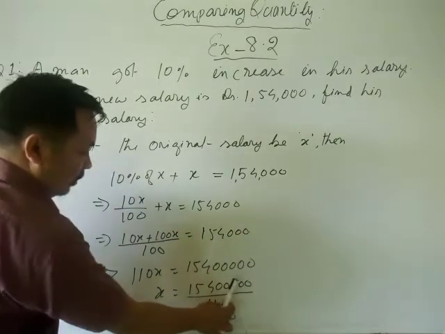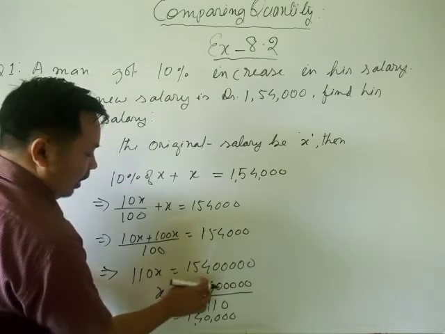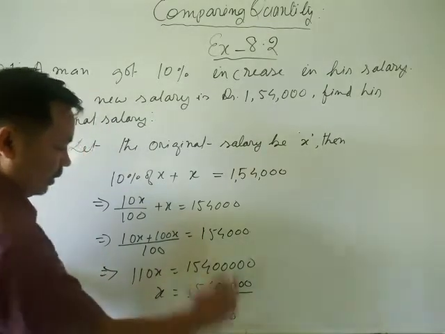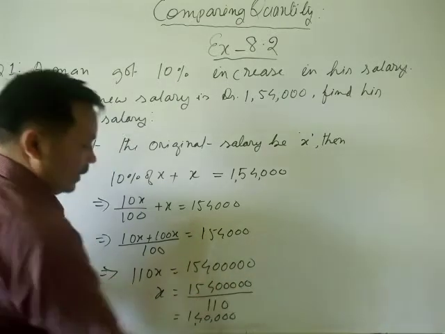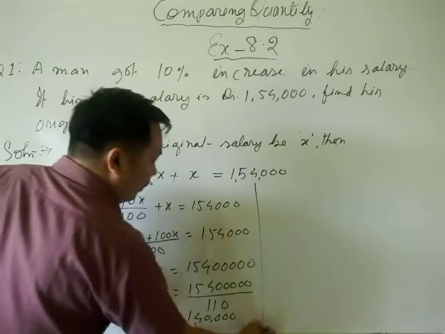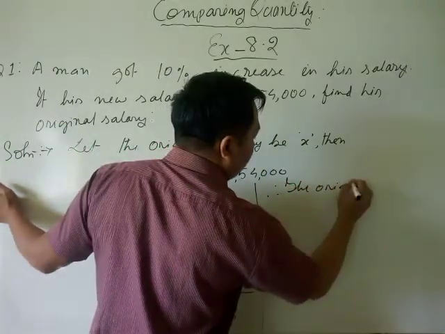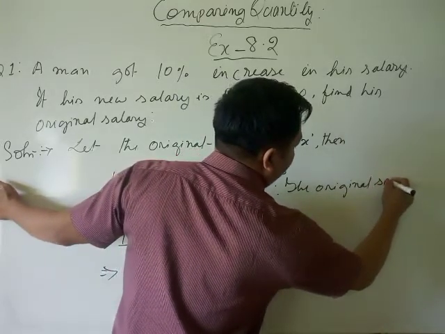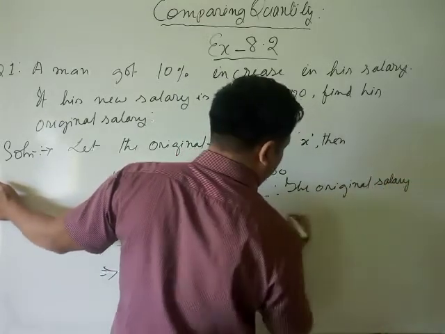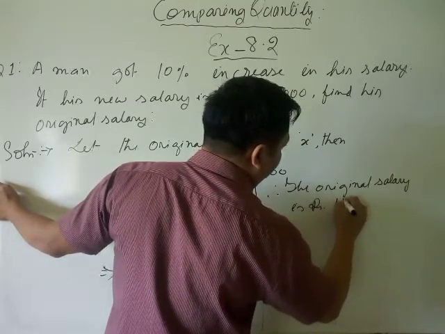Just see here, these two zeros will be cancelled. 11 times 1 is 11, 4 remains, 11 times 4 is 44. The 1 0 will be cancelled. Therefore, the original salary is rupees 1,40,000.